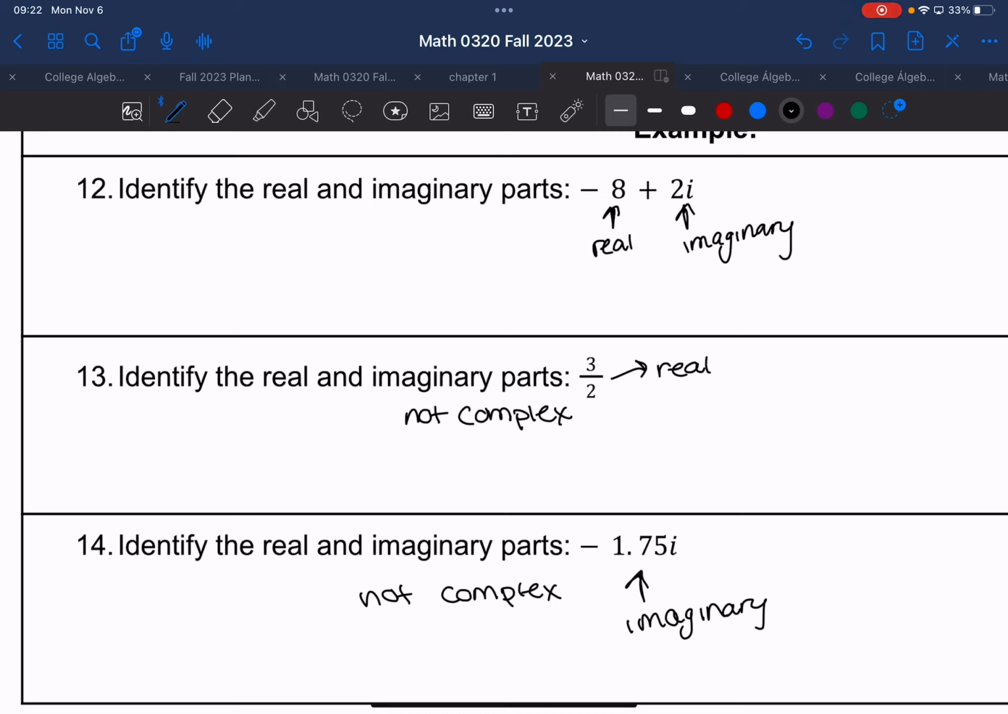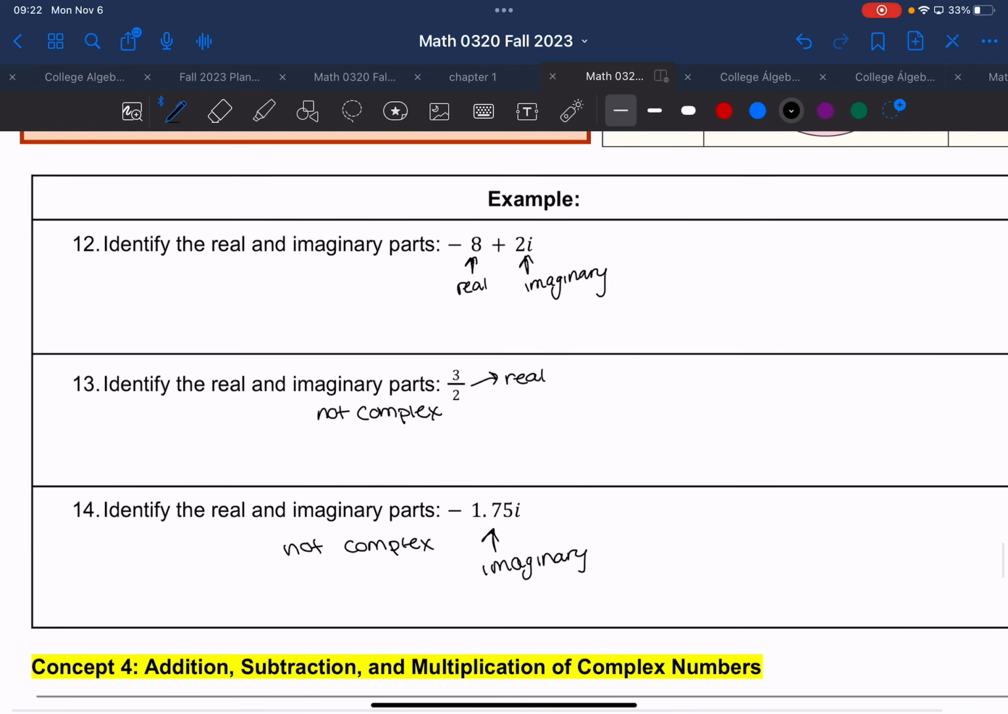So when you say a real number connected to an imaginary, you mean like with plus or minus? Yes. And that's all for that concept. Learning the difference between real and imaginary: it's only imaginary if you have an i.